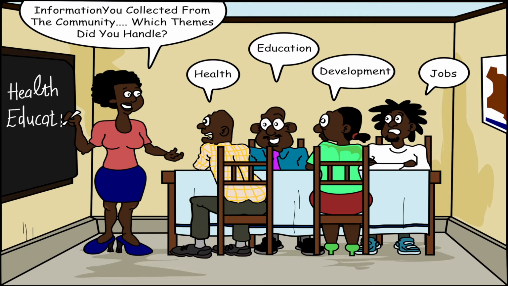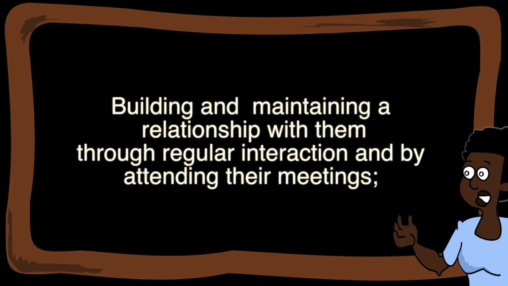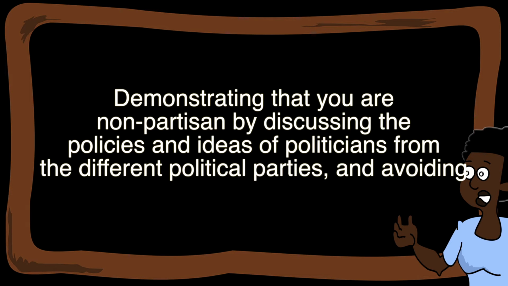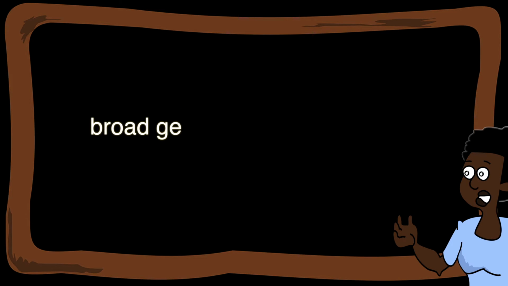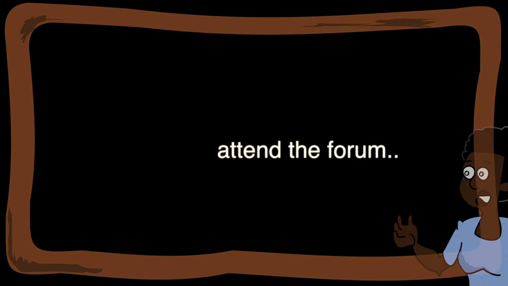Many leaders remain wary of such communications because they perceive them as opportunities for their electorate to criticize them. Consequently, it takes a lot of effort to get elected leaders to attend and participate in such forums, but you can persuade them by building and maintaining a relationship with them through regular interaction and by attending their meetings, demonstrating that you are non-partisan by discussing the policies and ideas of politicians from the different political parties and avoiding broad generalizations regarding political parties. The following list suggests some ways you can mobilize the elected leaders to attend the forum.